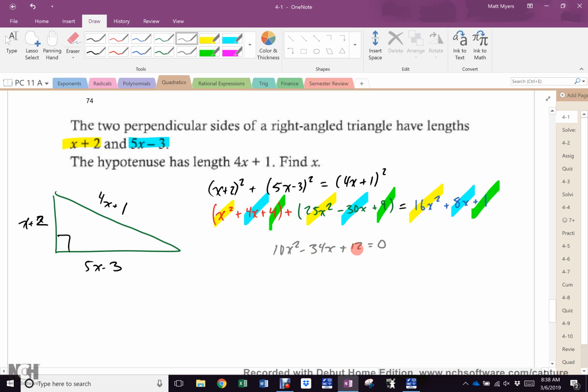Now, you go back to grade 10, like I said. What are you going to do with that? The first thing you should always do, in big capital letters with the thick felt, GCF. What is it? 2. So right away we'll GCF it, and now we've got 5x squared minus 17x plus 6 equals 0. Yeah? Now what are you going to do with that?